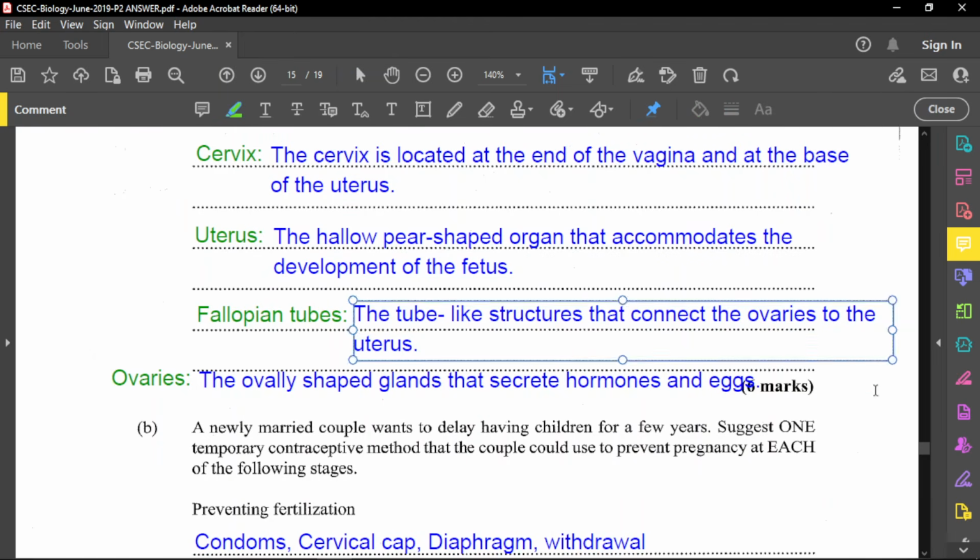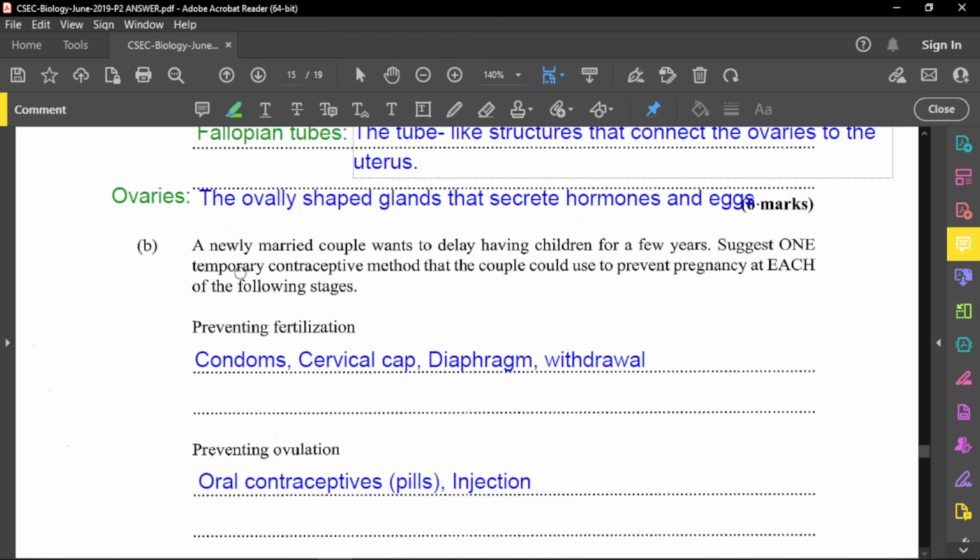All right, so let's now slide down into part B. For part B, a newly married couple wants to delay having children for a few years. Suggest one temporary contraceptive method that the couple could use to prevent pregnancy at each of the following stages. To prevent fertilization, condoms, definitely. You can use cervical caps, you can use a diaphragm, or you can do the withdrawal method, or better yet, abstain. But if they're a couple, then that may lead to problems as well.